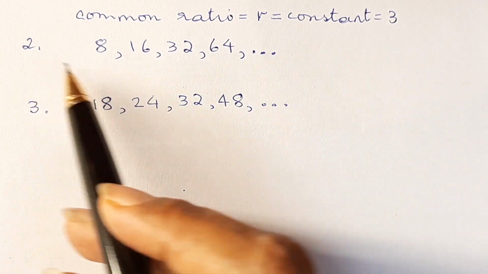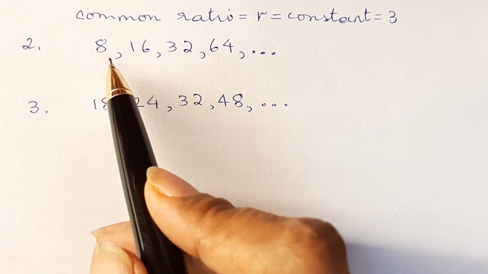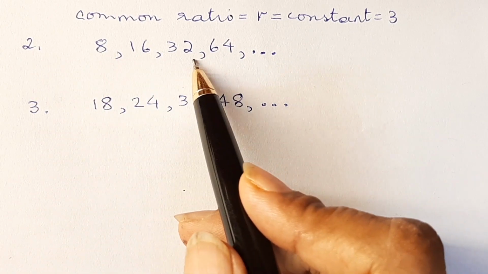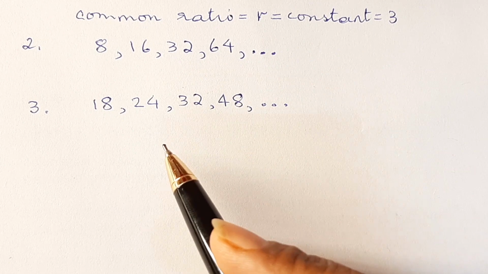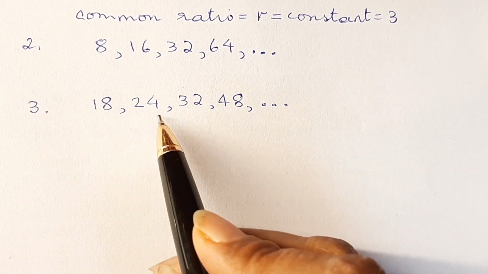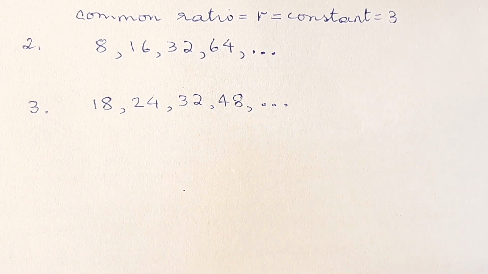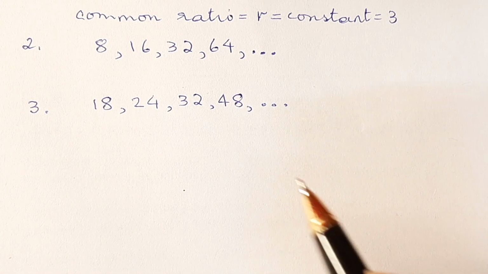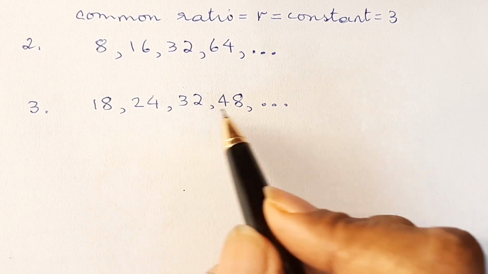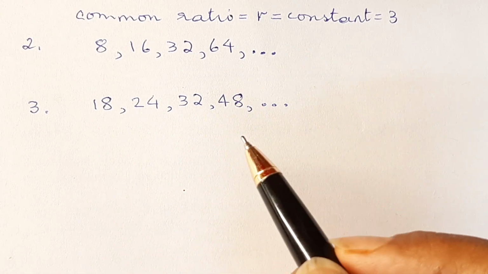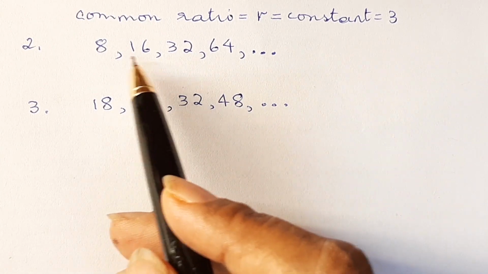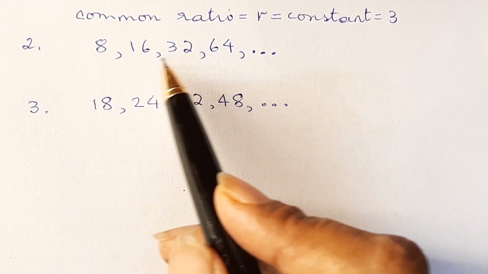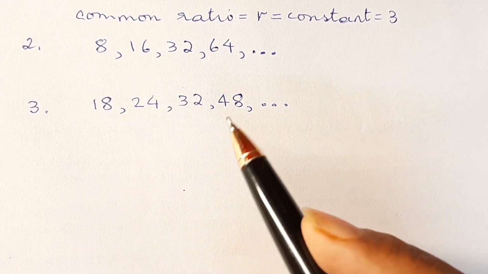Now look at these two examples. Question 2: 8, 16, 32, 64, dot, dot, dot. And the third one is 18, 24, 32, 48, dot, dot, dot. Now pause the video and check whether these two are in geometric progression. How will you check that? A2 upon A1, then A3 upon A2 for both.